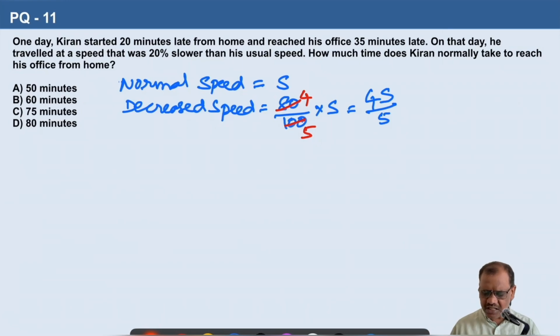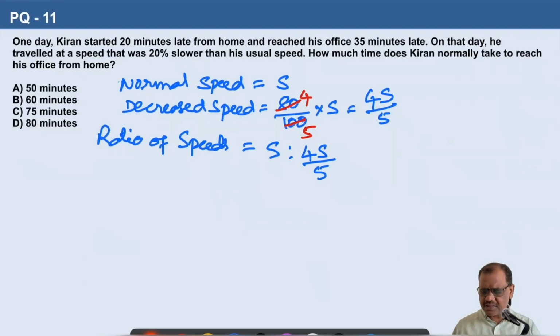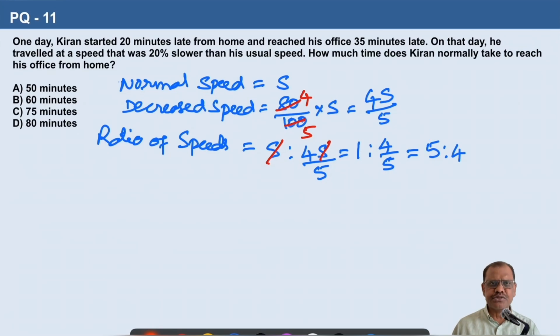Now let us find out the ratio of speeds. Normal speed is S and the decreased speed is 4S by 5. So the ratio is S is to 4S by 5. S is in both terms, so you can cancel it. What is remaining is 1 is to 4 by 5. Multiply both terms by 5, and we get 5 is to 4. This is the ratio of speeds.